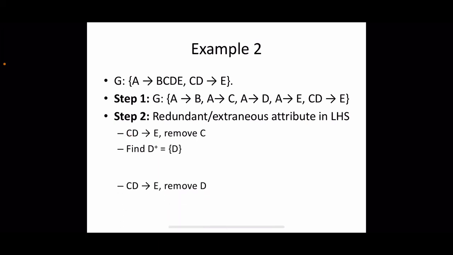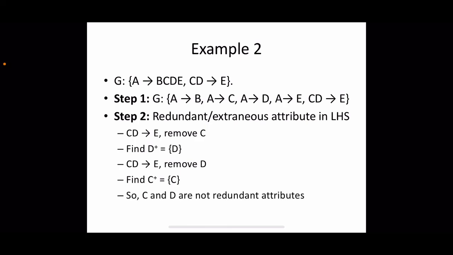So let us check whether D is extraneous or not. What we have to do is find C closure, right? C closure is actually C alone, which does not contain E. So D is also not an extraneous attribute. Both C and D are actually required attributes. So there are no extraneous attributes. C and D are not redundant attributes. We cannot remove anything from this attribute set.